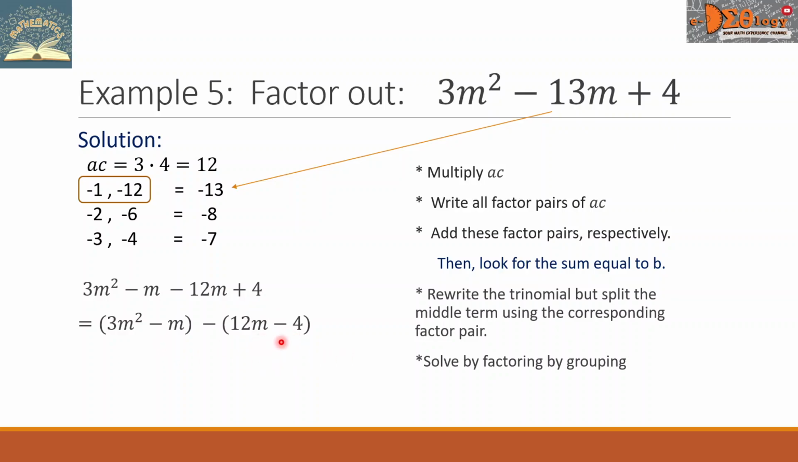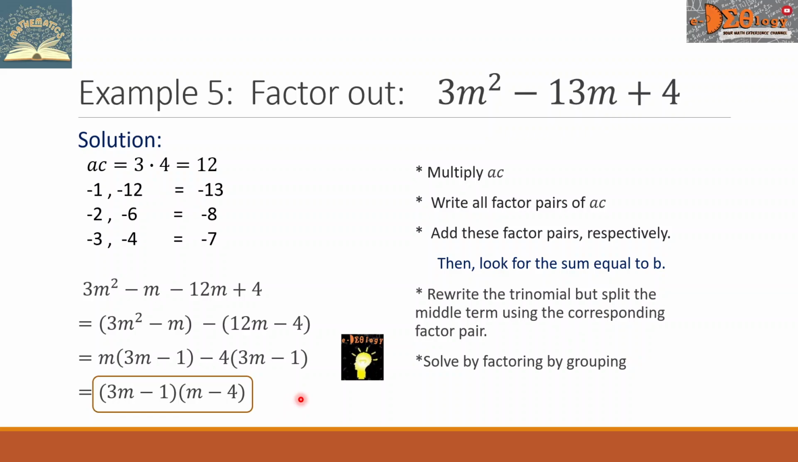And from here, we factor out the common. In the first group, the common is m. So we have m times 3m minus 1. In the second group, the common is 4. So we factor it out. What remains is 3m minus 1. We have now these two groups, and the common is the binomial 3m minus 1. So we can factor it out. So we have 3m minus 1 times m, and then minus 4. This is now the final answer.